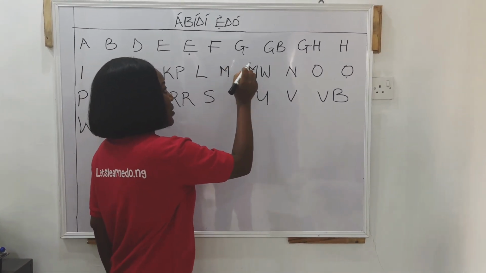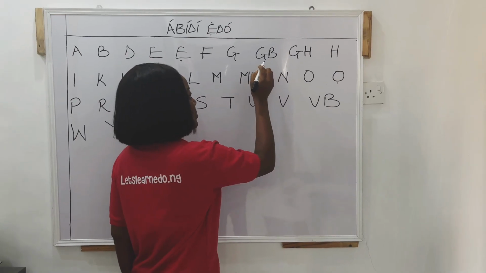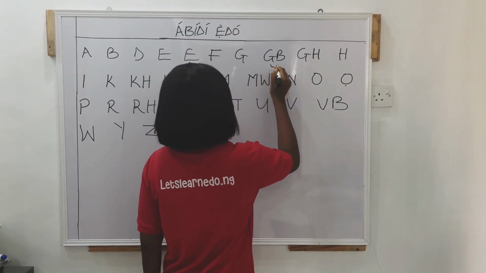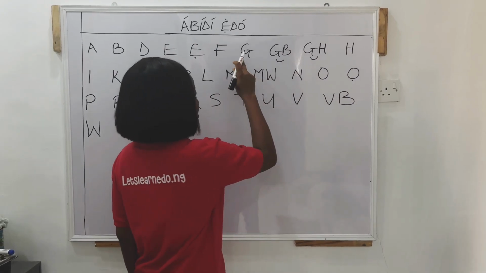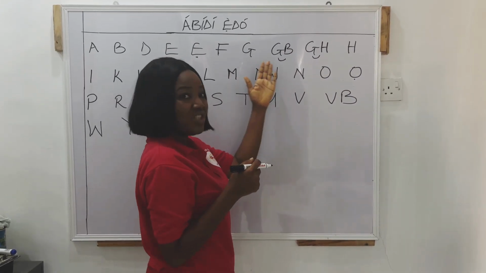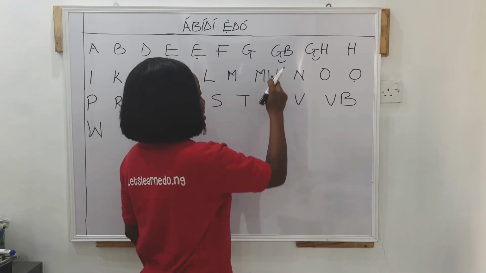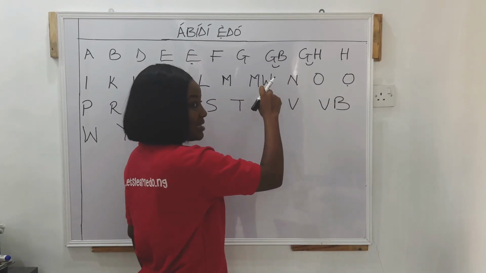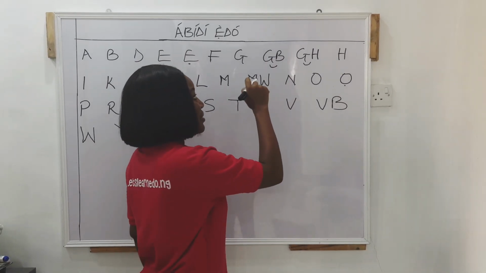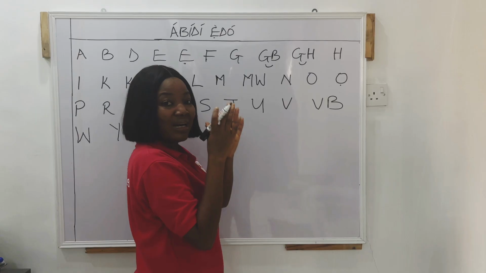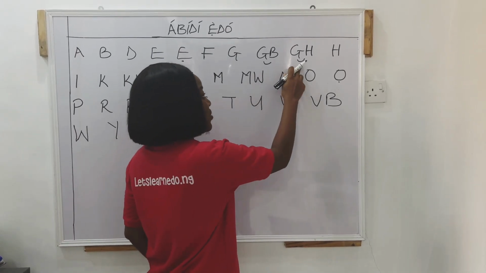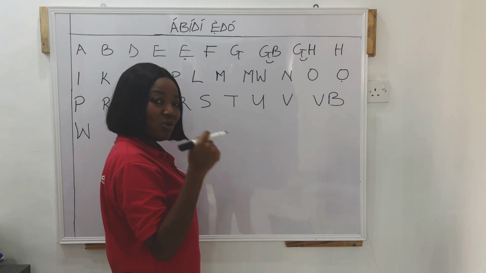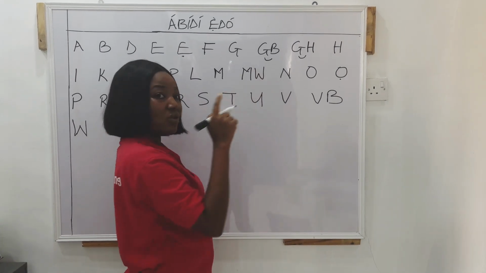After letter G, we have B. Now, this is also a variant of this. This as well is a variant of this, meaning we have 3 G's in Edo. But the difference is this one is a double consonant, Ábídí Ẹ, meaning 2 alphabets joined together as one. So when you see them in a word, just know that it's actually 1 letter, not 2.